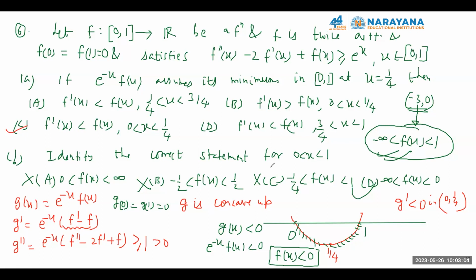Can you explain the first question, first part? Tell me where you have doubt. See 0 to 1 by 4. See the graph here. What is the nature of G? It is decreasing. Yes, sir. That means G dash is negative. So what is your G dash? Look here, this is your G dash. If this is negative, that means F dash is less than F. Yes, sir, that is what C option is. F dash is less than F in 0 to 1 by 4. Yes. And check all other options, they were incorrect. Okay.